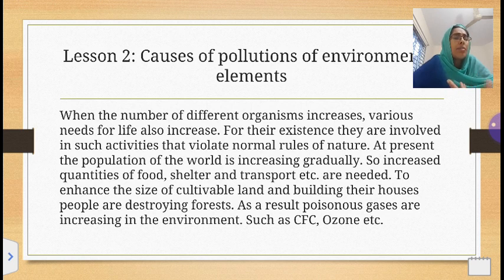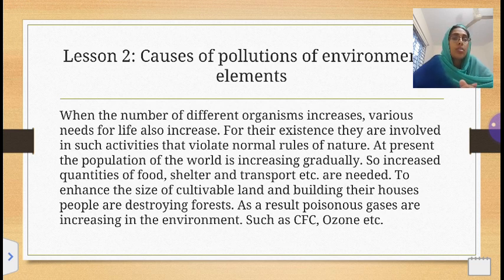They even cut hills and other hilly regions to make roads for their transport purposes. And this is the main thing, that they are involved in such activities that violate the normal rules of nature. At present, the population of the world is increasing gradually, day by day.